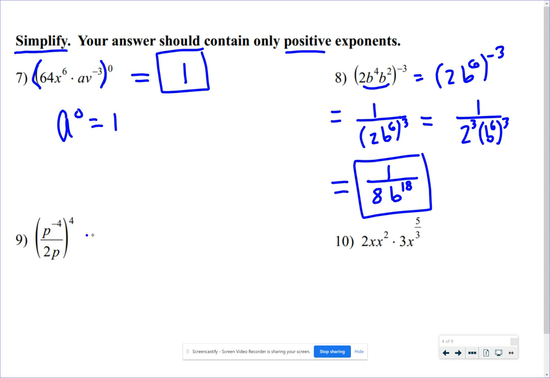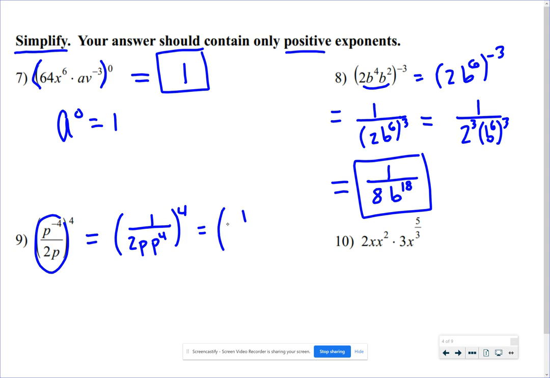Problem number 9. Again, I'm going to simplify inside the parentheses first. So I'm going to take that fraction that's inside right here, and I'm going to drop that p to the negative 4 down into the denominator as a p to the 4. This isn't the only way to do it, but it's not a bad way.